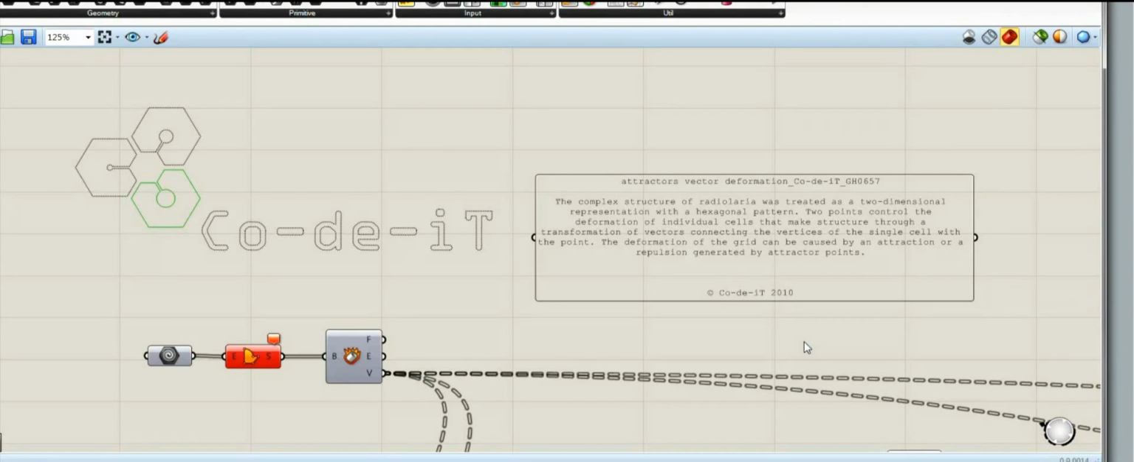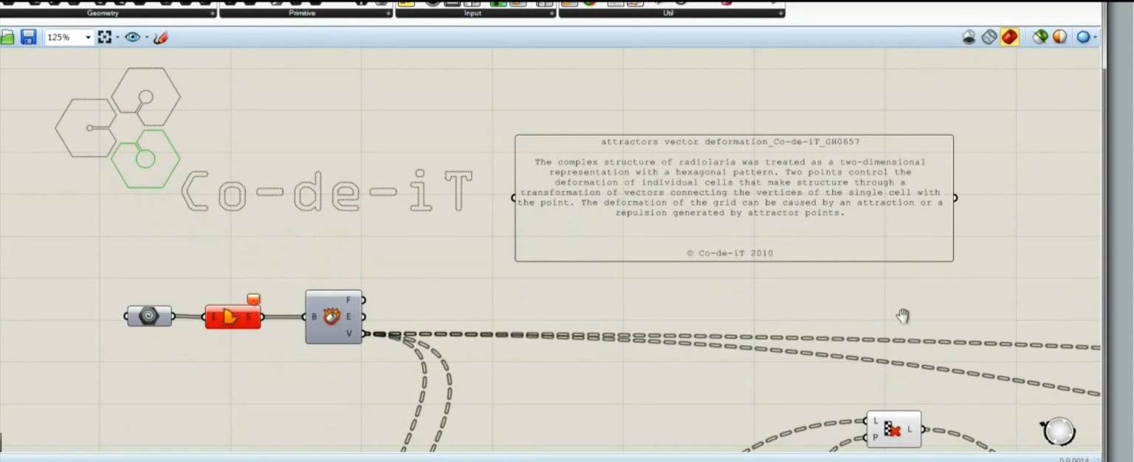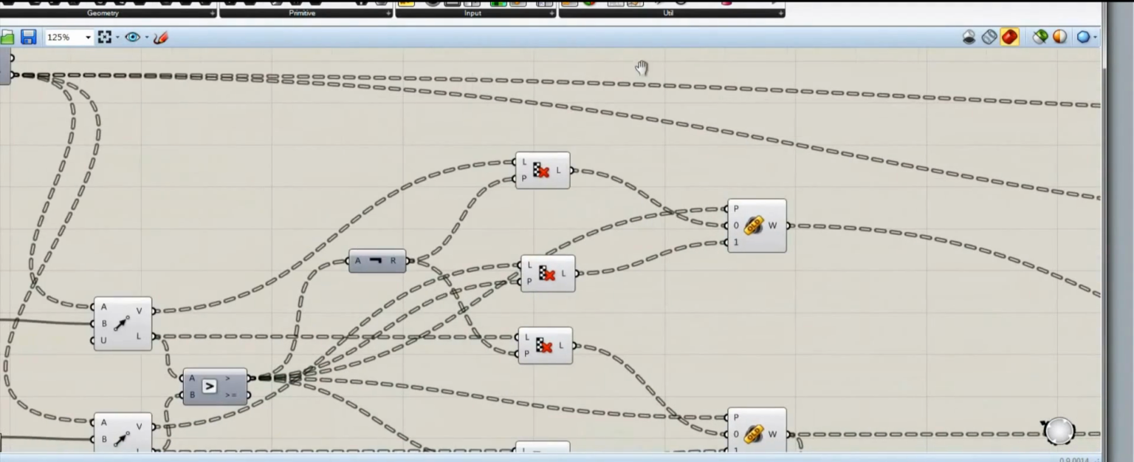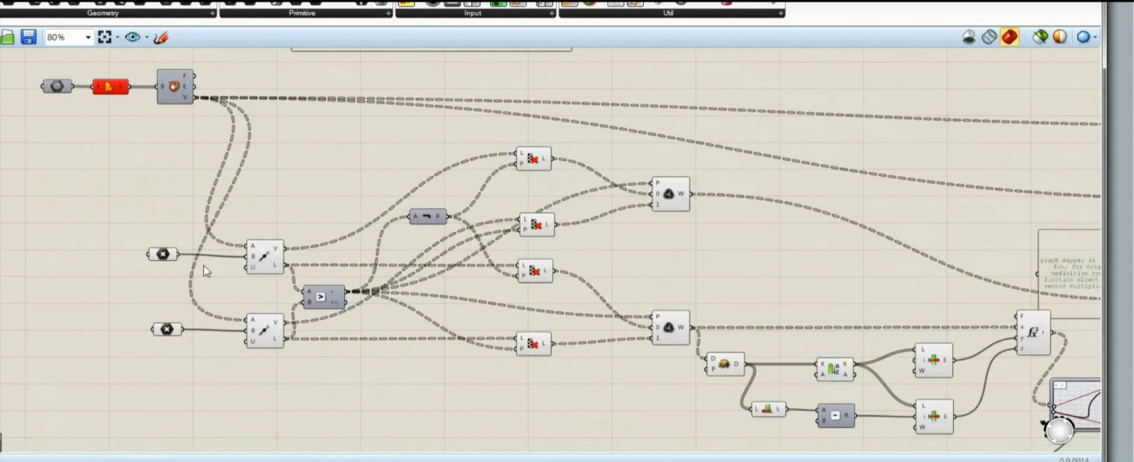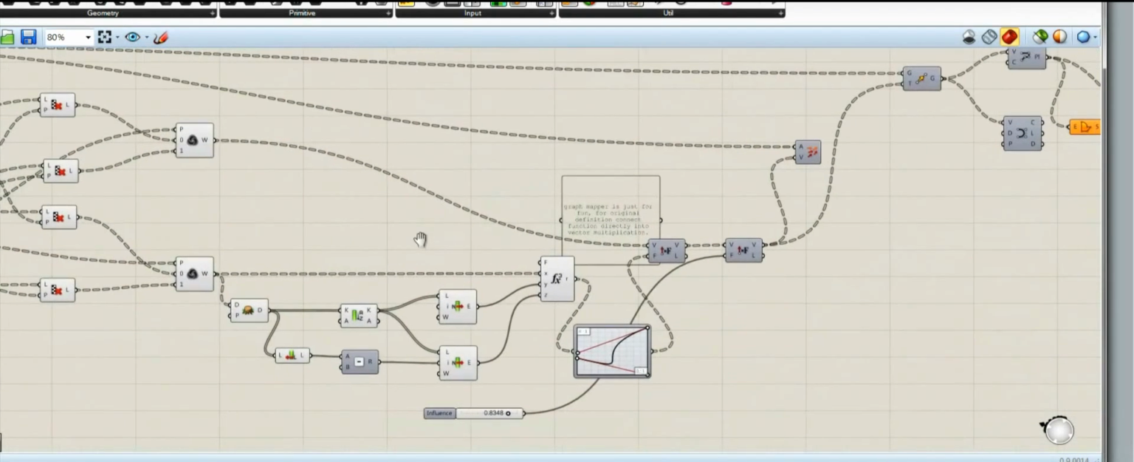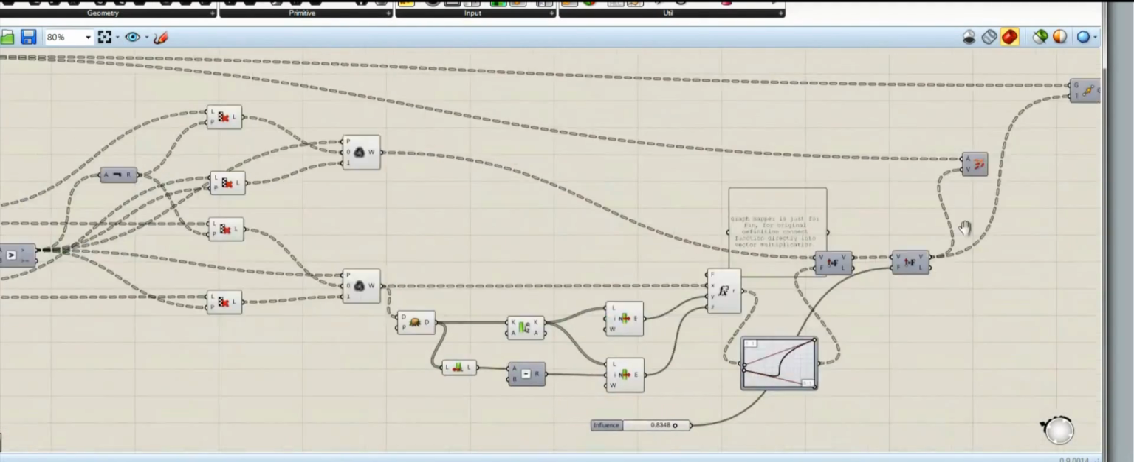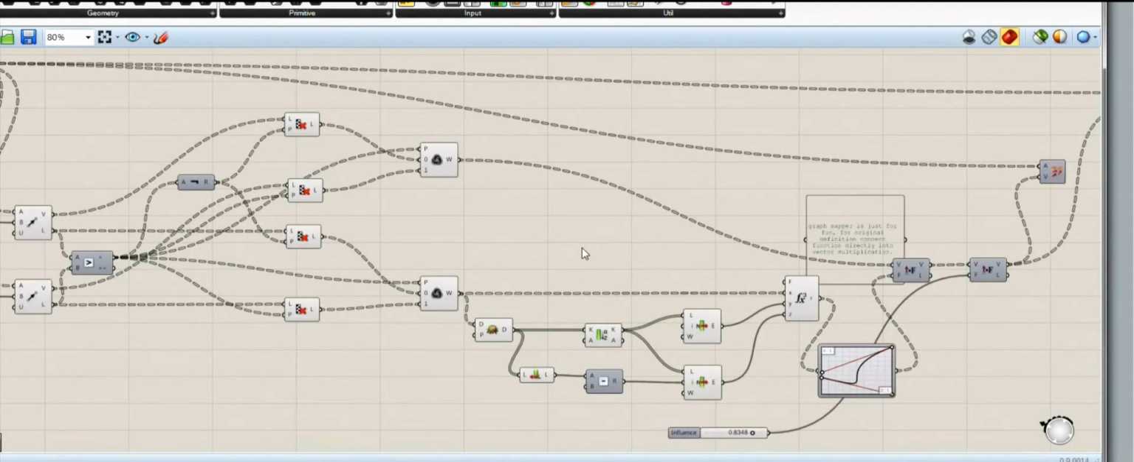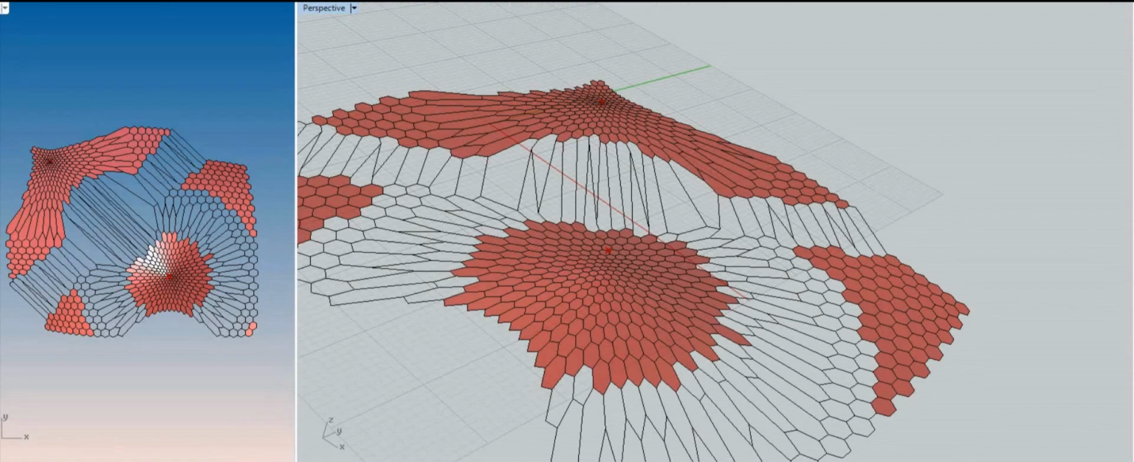Having a play about with some example code online. This stuff by Code IT is fantastic. Love it. Great fun. Pretty complex definition to have a wee glance at, but mucking about with the graph mapper and some of the values in here, the influence of the attractors and the effects on the mesh. I'll show you what it's given me here.